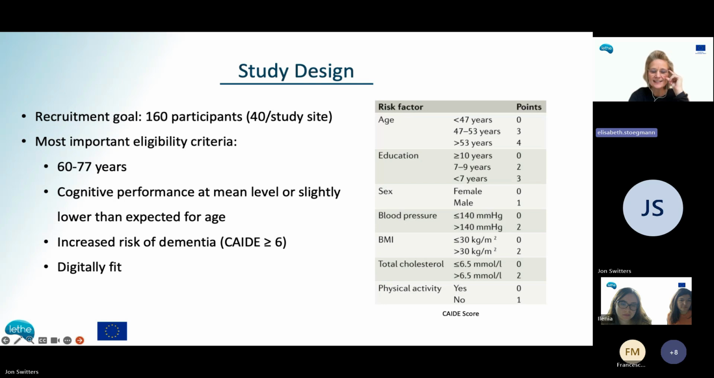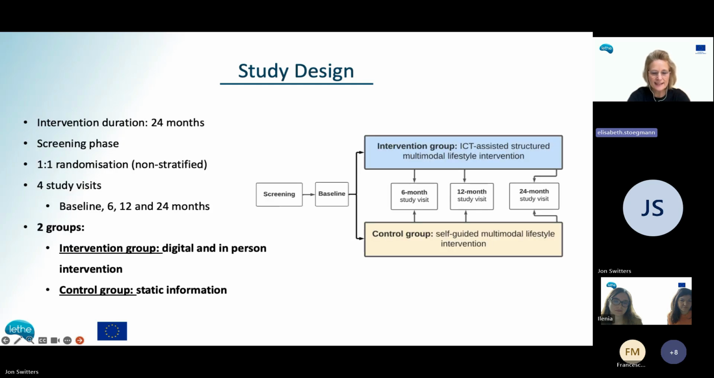We also used the CAIDE score, which is a risk score for dementia development, which includes modifiable and non-modifiable risk factors, and is a sign for an increased risk of dementia. So higher scores indicate an increased risk of dementia, and it was supposed to be higher or equal to 6. You can see it on the right side. It comprises age, education, sex, blood pressure, body mass index, cholesterol, and physical activity. And we also tried to include participants who are already digitally fit. So therefore, we included participants who already had a smartphone or were accessing the internet quite often. Next slide, please.